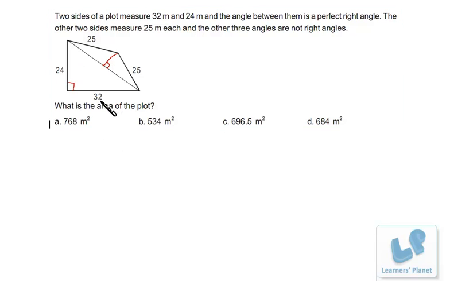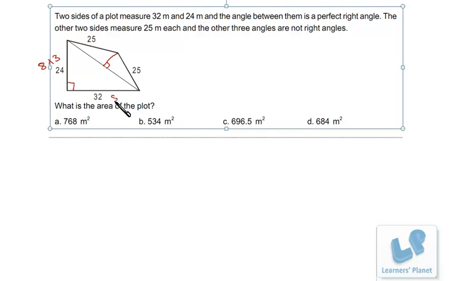This is 24, this is 32, this is 8 into 3 and this is 8 into 4, right? That means it is a 3, 4, 5 Pythagorean triplet, right? So this is 3, this is 4, that means this must be 5 into 8, right? So this must be 40.